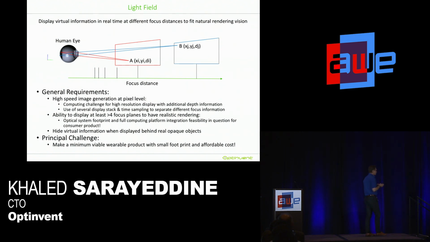You have another requirement also for this system. You need to hide the information when displayed behind an opaque object. This is something HoloLens is doing today, but this also adds a new difficulty. So for me, the principal challenge with this technique is to make a minimum viable product with a small footprint and affordable cost, which we are not there yet.